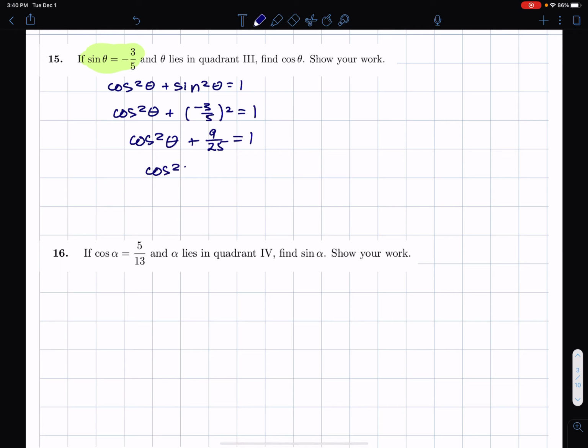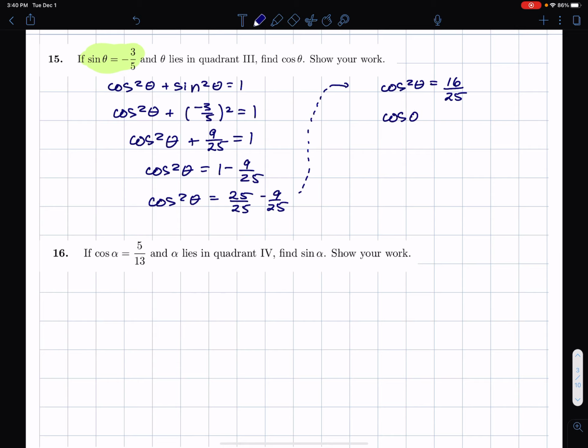So cosine squared theta equals 1 minus 9 over 25. I need a common denominator, which will be 25 over 25. Cosine squared theta, therefore, is 25 minus 9, which is 16 over 25. Now I take the square root. When I take the square root, the question is, is the square root going to be positive or negative?